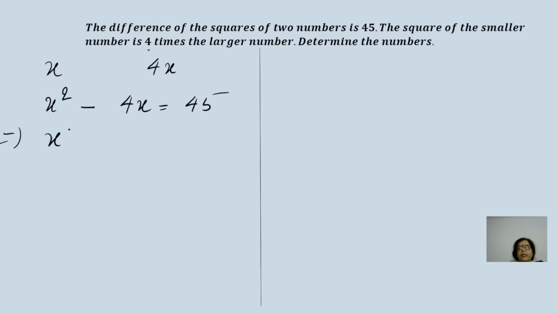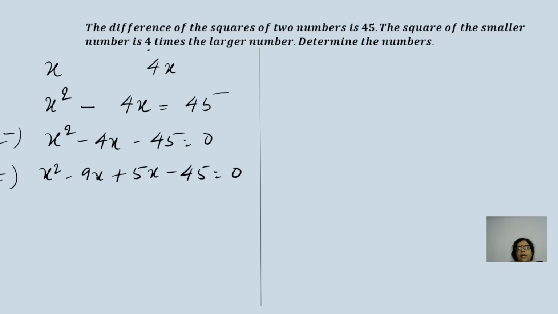So this can be rewritten as x squared minus 4x minus 45 is equal to 0. So this becomes x squared minus 9x, and 9 into 5 is 45. So we can put here plus 5x minus 45 is equal to 0. 9 and 5 are the optimum factors for this 45 here.